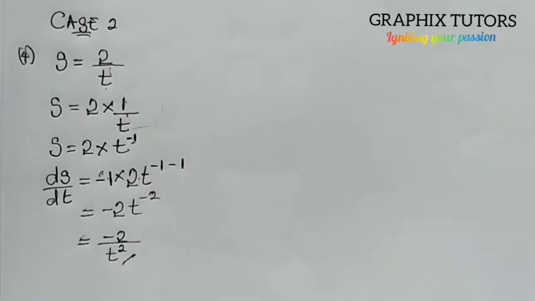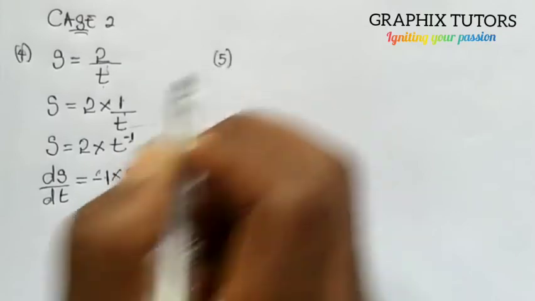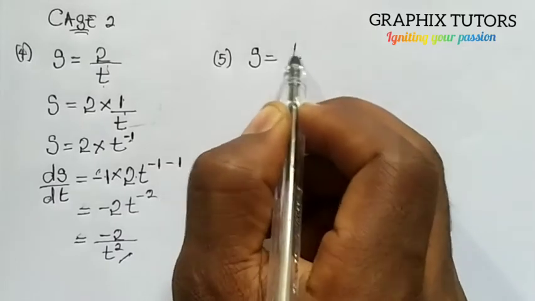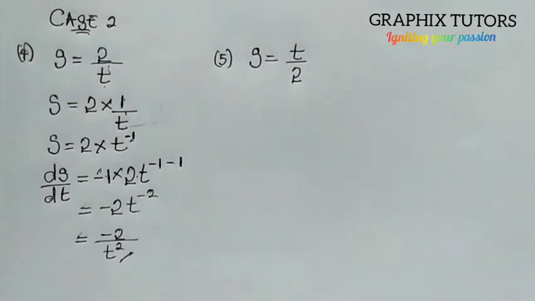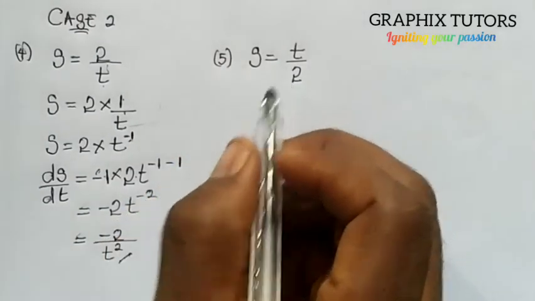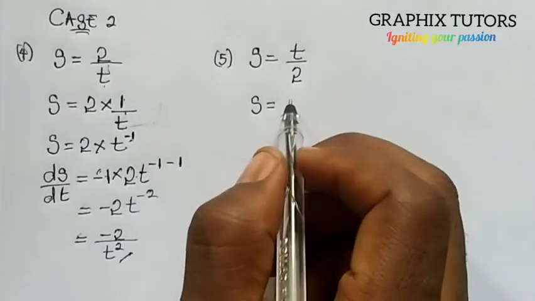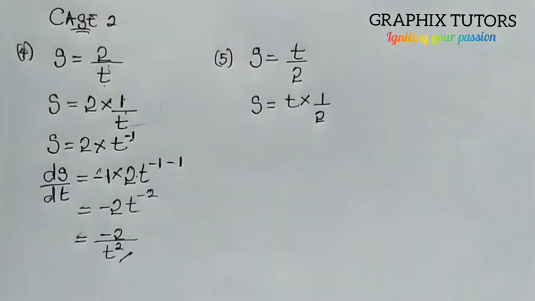Now let's see another condition here. For example 5, if I have the same x equals to t all over 2. You see now I've changed it. What will I do? I am going to say that my x is the same thing as t multiplied by 1 over 2. I'm separating the numerator from the denominator. This is how I write it, right?